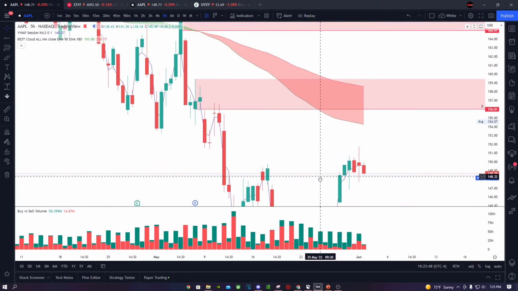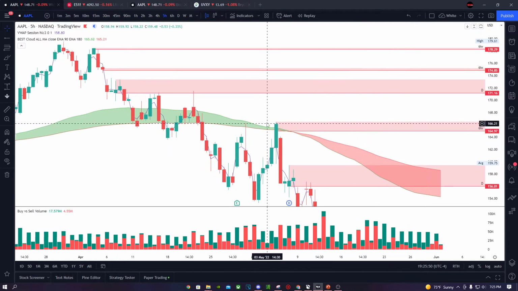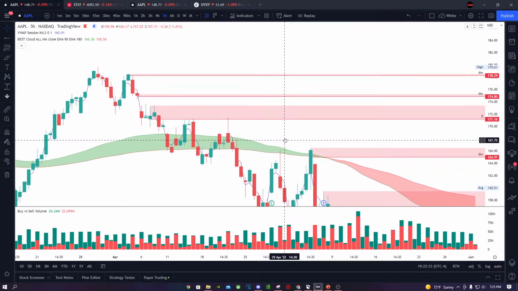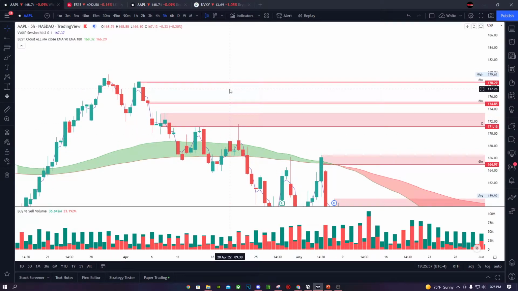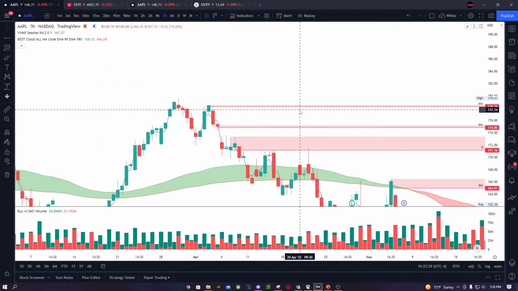No other demand right here. If we check supply, no real new supply zones. You could say this is a 5-hour zone.